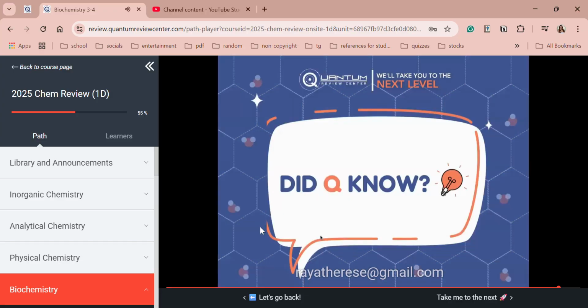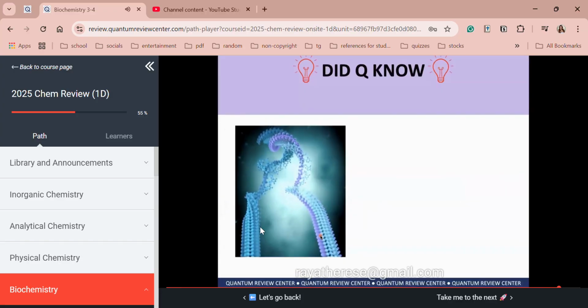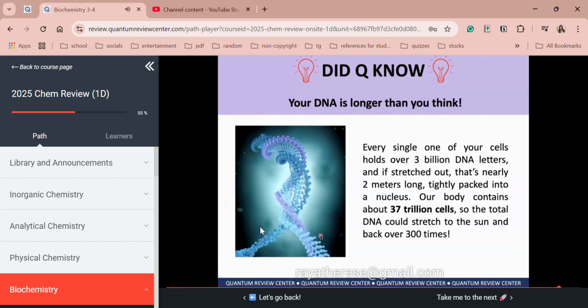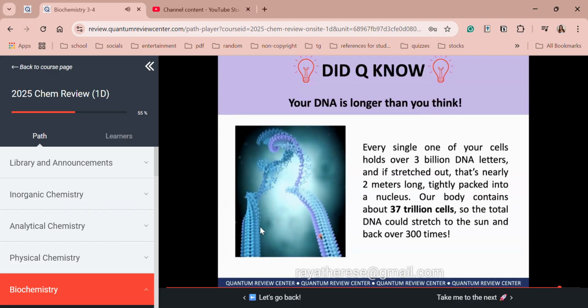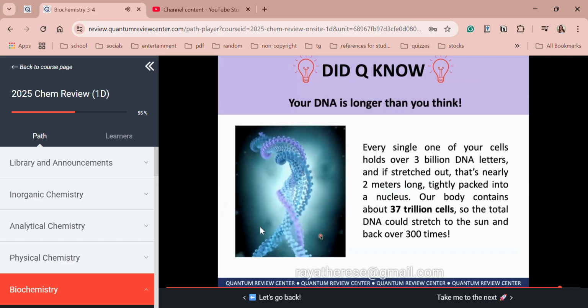So now class, we have a did you know segment. Did you know that your DNA is longer than you think? Of course, class, because of the structure of our DNA, it seems short inside our system. But every single one of our cells holds over 3 billion DNA letters. That's so many. And if it's stretched out, that's nearly 2 meters long.